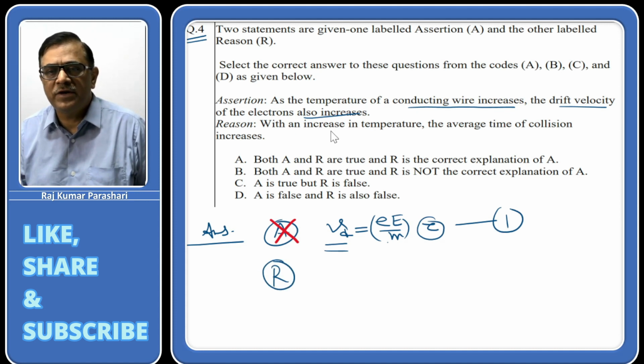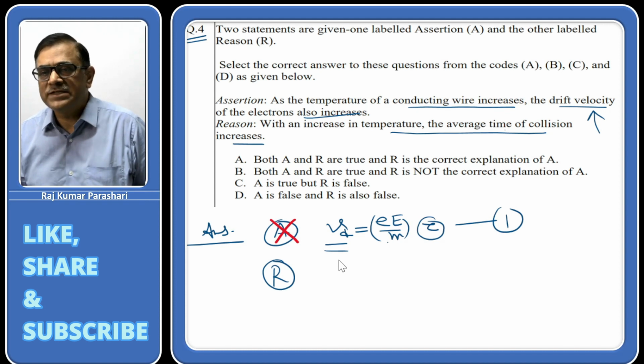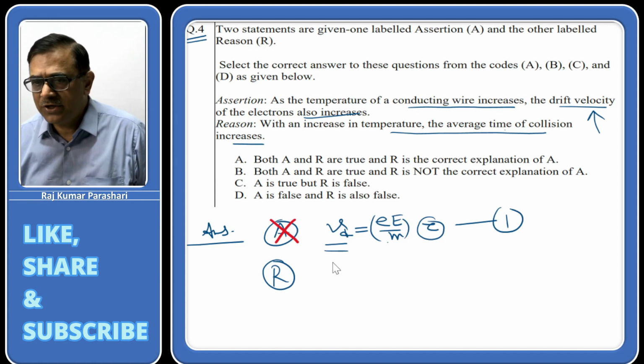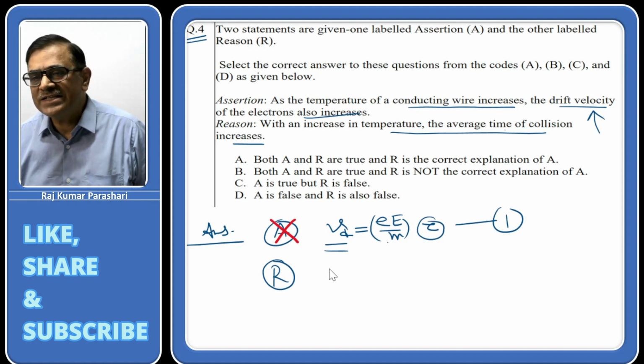The reason statement is, with the increase in temperature, the average time of collision increases, and this has already been described while explaining the assertion, that the average time of collision actually decreases. Why this decreases? I am just repeating it, because with the increase in temperature, ions within the conductor vibrate with a larger magnitude, and electrons get less space to move.